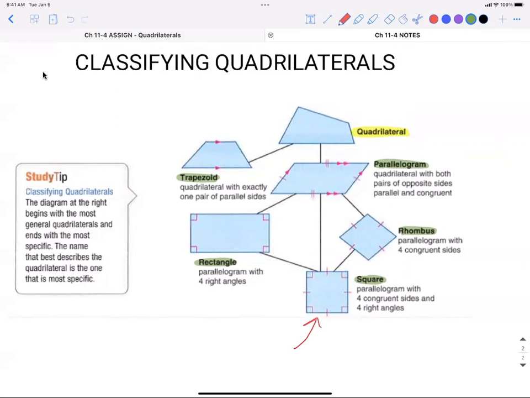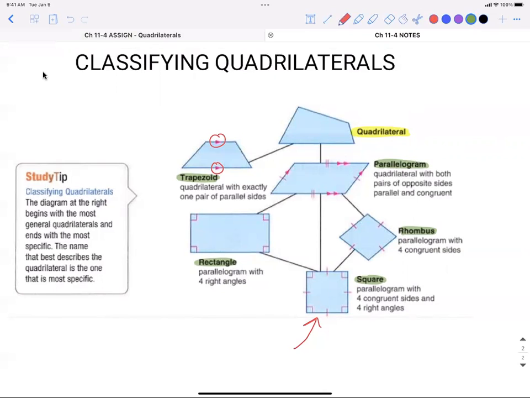So if it is a trapezoid, a parallelogram, a rectangle, a rhombus, or a square, you need to be specific with the classification. If it doesn't fit one of those 5, then you would just stick with the generic quadrilateral classification. Notice on a trapezoid, these arrows mean parallel lines. So on a trapezoid, you have one pair of parallel lines.